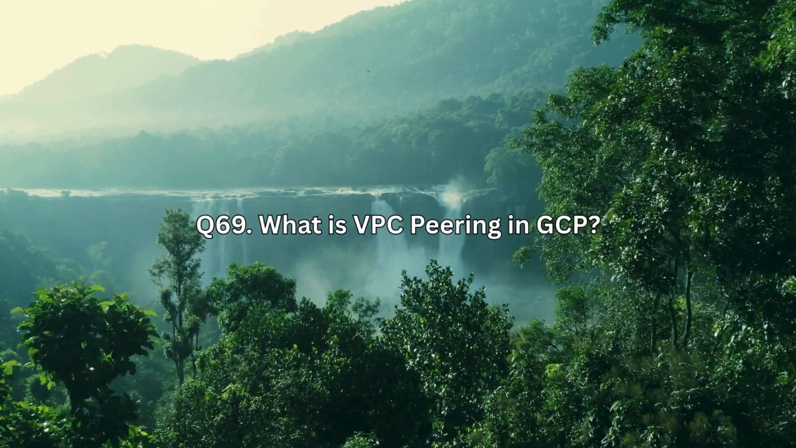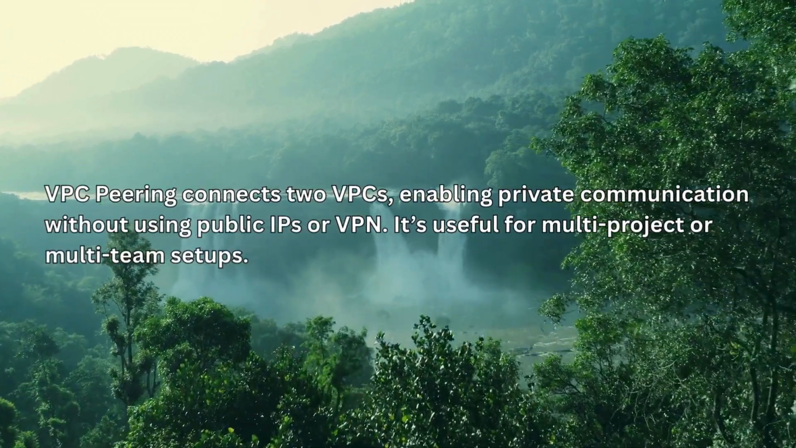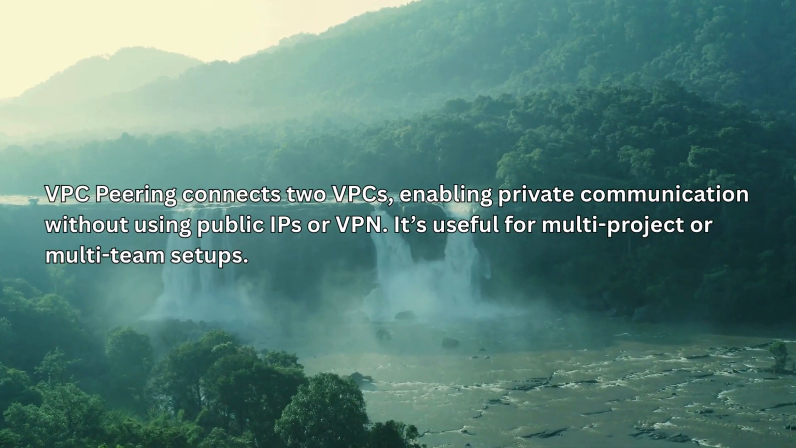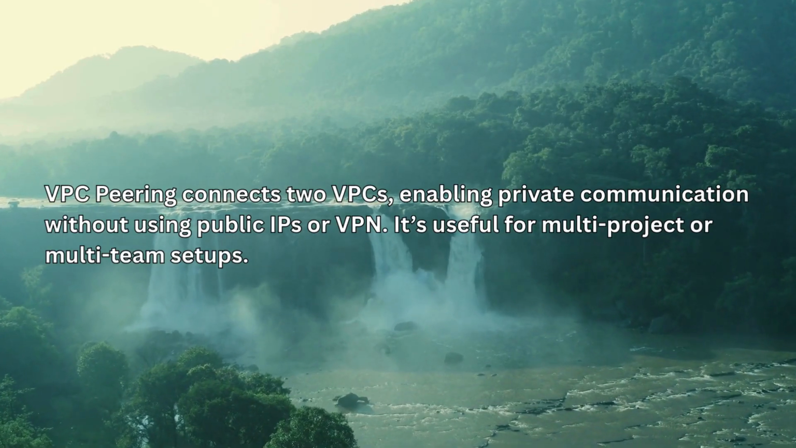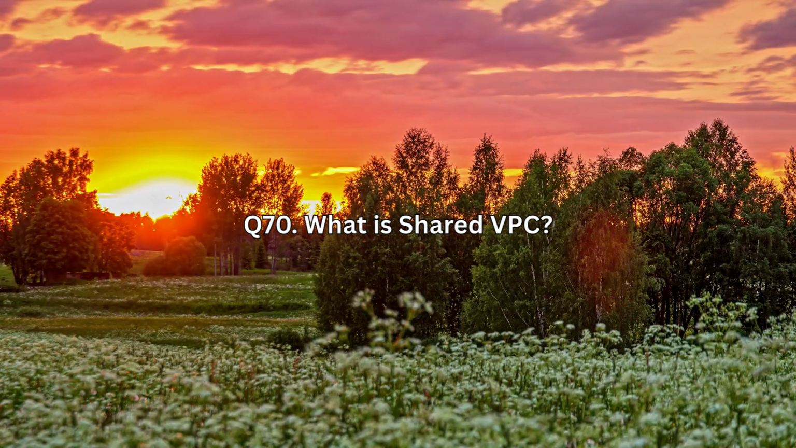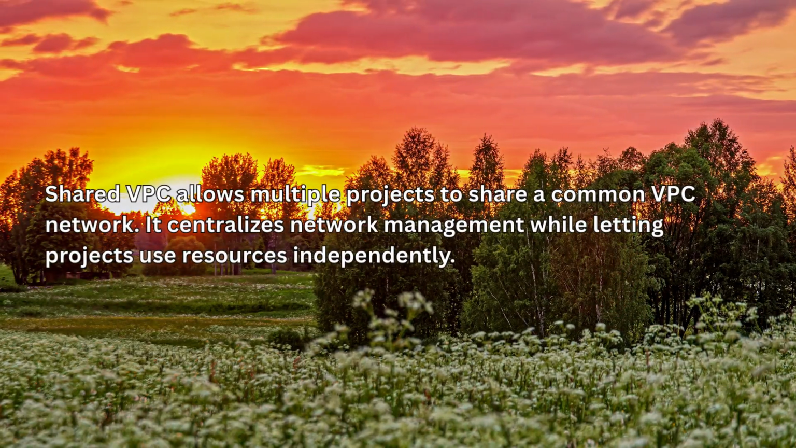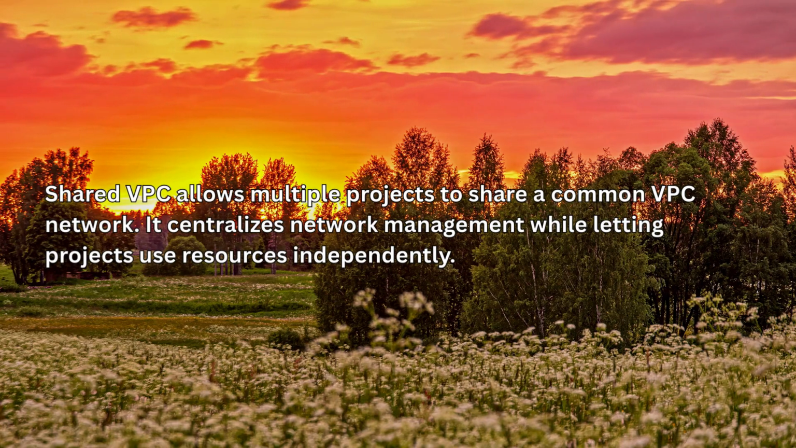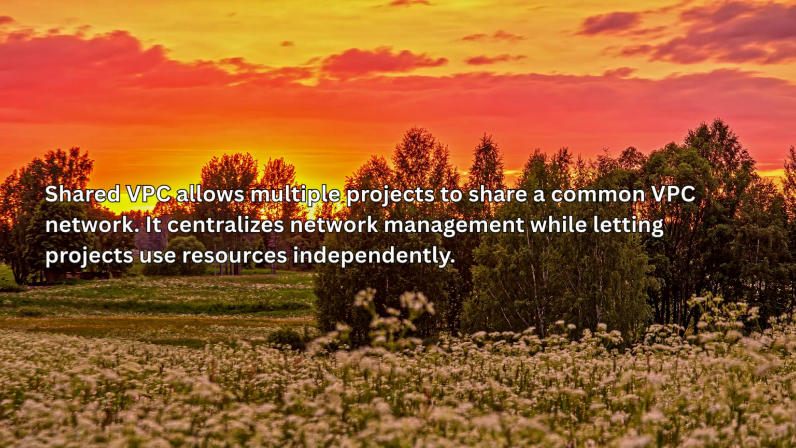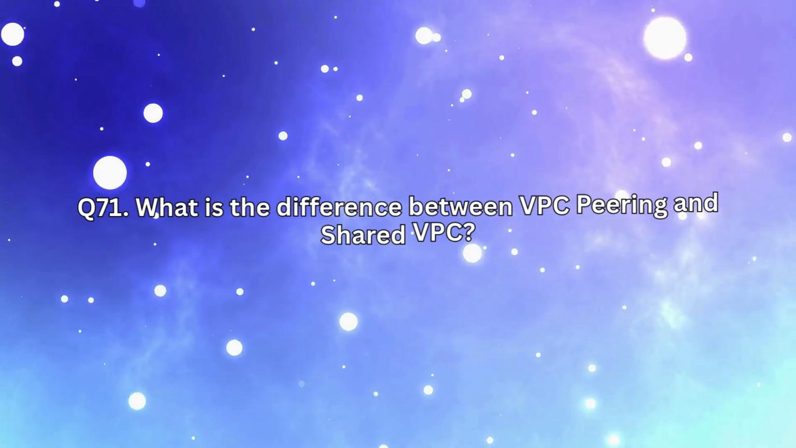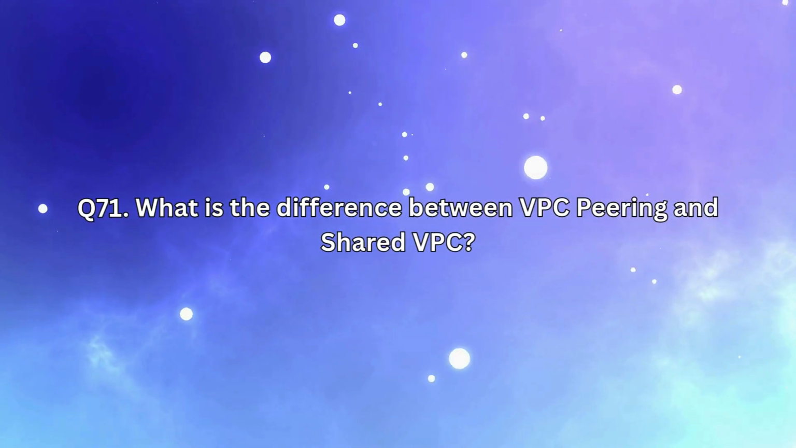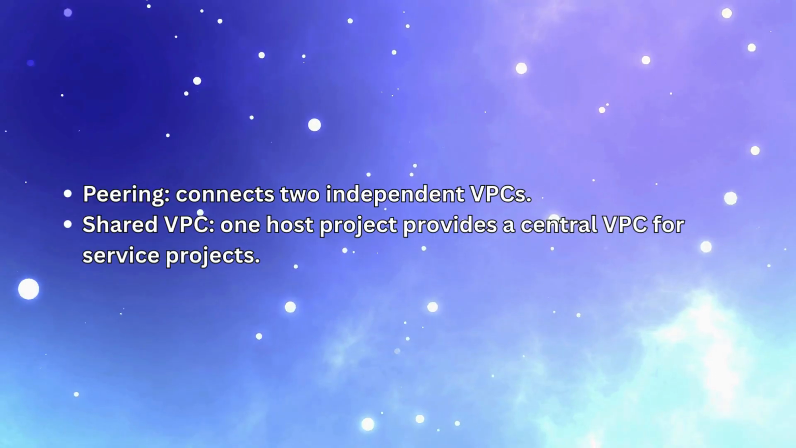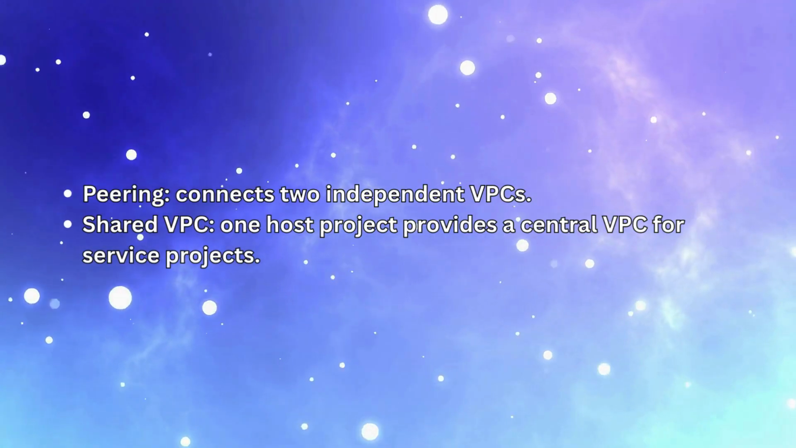What is VPC peering in GCP? VPC peering connects two VPCs, enabling private communication without using public IPs or VPN. It's useful for multi-project or multi-team setups. What is Shared VPC? Shared VPC allows multiple projects to share a common VPC network. It centralizes network management while letting projects use resources independently. What is the difference between VPC peering and Shared VPC? Peering connects two independent VPCs. Shared VPC: one host project provides a central VPC for service projects.